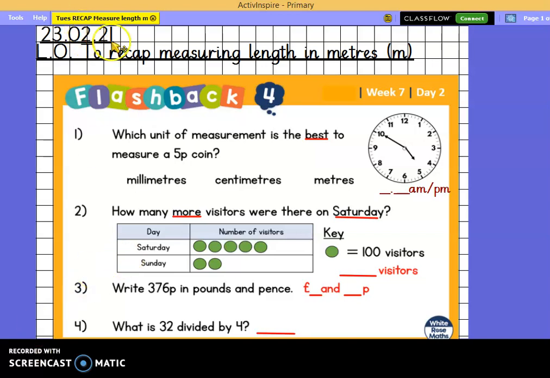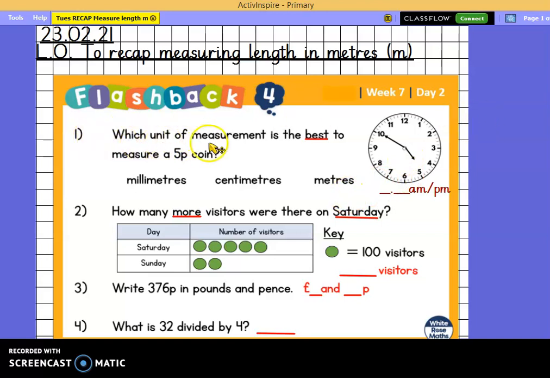Please record today's date and learning objective to recap measuring length in metres, and we should represent that using an M. Then can you put flashback 4 and do numbers 1 to 4 and your time in your book.